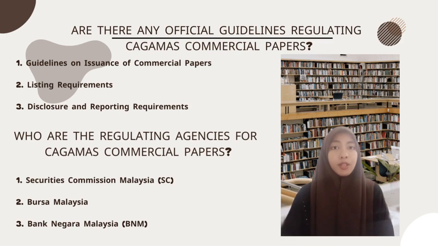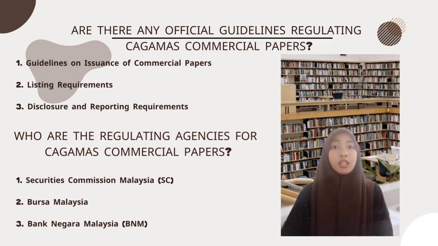Second is listing requirements. If Cagamas commercial papers are listed on a stock exchange or traded on a regulated platform, they are subject to the listing requirements set forth by the respective exchange or platform. These requirements typically include criteria related to eligibility, reporting obligations, and ongoing compliance. Third is disclosure and reporting requirements. Cagamas, as the issuer of commercial papers, is required to provide accurate and timely information to investors. These include periodic financial reporting, disclosure of material information, and compliance with reporting obligations specified by the Securities Commission.